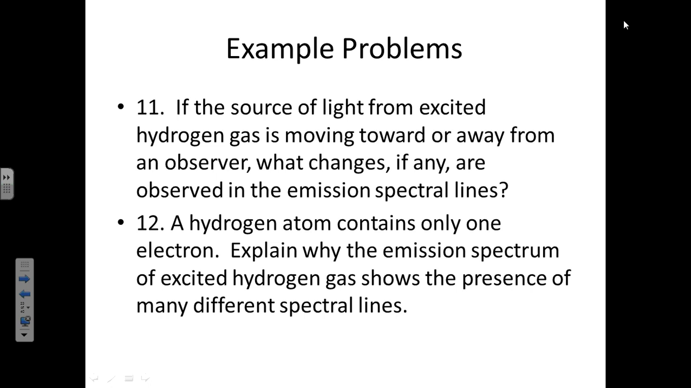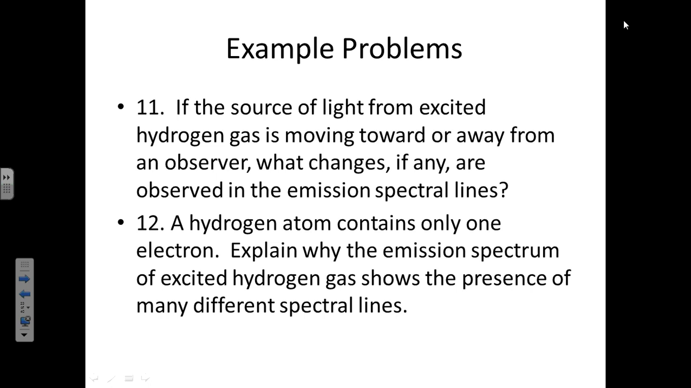And then number 12, a hydrogen atom contains only one electron. Explain why the emission spectrum of excited hydrogen gas shows the presence of many different spectral lines. If you took some hydrogen, and you guys have seen those little light tubes that we have, you know what I'm talking about? Everybody seen those tubes? You have hydrogen gas in a tube and you electrify it. Now, when you just look at it with the naked eye, it looks a certain color. But if you put a prism in front of that and you looked at it, what are you going to see? You're going to see lots of bands, and that's the emission spectrum.